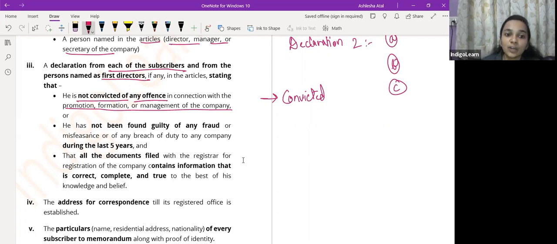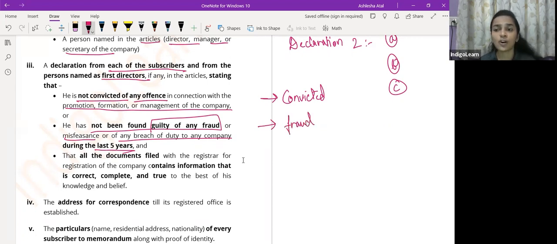और he has not been found guilty of any fraud, मतलब किसी fraud का guilty नहीं find किया गया इसको, or misfeasance or of any breach of duty to any company during last 5 years. This is one very important condition. It says that this person should not have been found guilty of any fraud or misfeasance or any breach of duty to any company during the last 5 years.